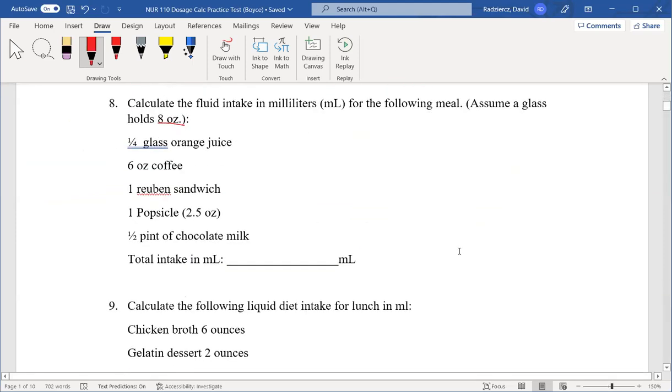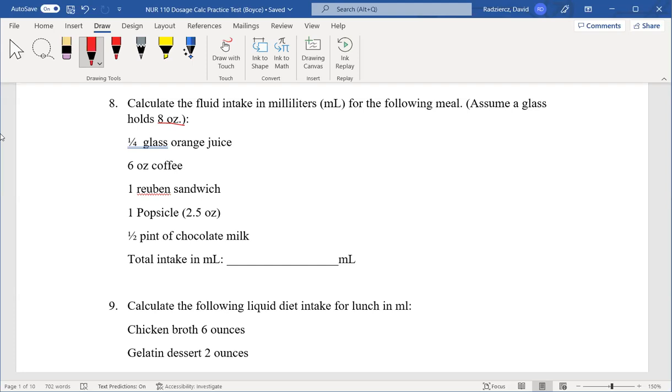Fluid intake. The first fluid intake says that we're going to calculate how much total fluid intake in milliliters for the meal listed below. We're going to assume that if something is listed as a glass, it's 8 ounces. So this says a quarter glass of orange juice. I doubt you're going to see quarter and 3/4 and 2/3, but I figured if I create a practice where you have to think through it, it forces you to work the math, and that way you're not making a mistake.